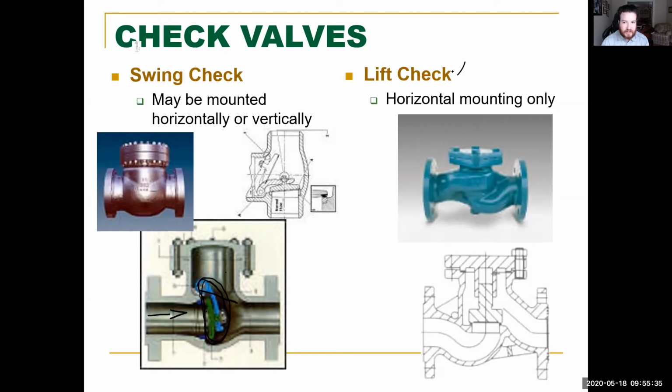Whereas a lift check can only be mounted horizontally. That's because this is pushing up on a disc, and this disc is only going to be able to function up or down this way. If it was mounted horizontally and that disc went up halfway, there's no reason for it to come back down or to go back sideways, because the gravity is going to be affecting it. All the force is going to be applied here, not where you want it, which is up and down.